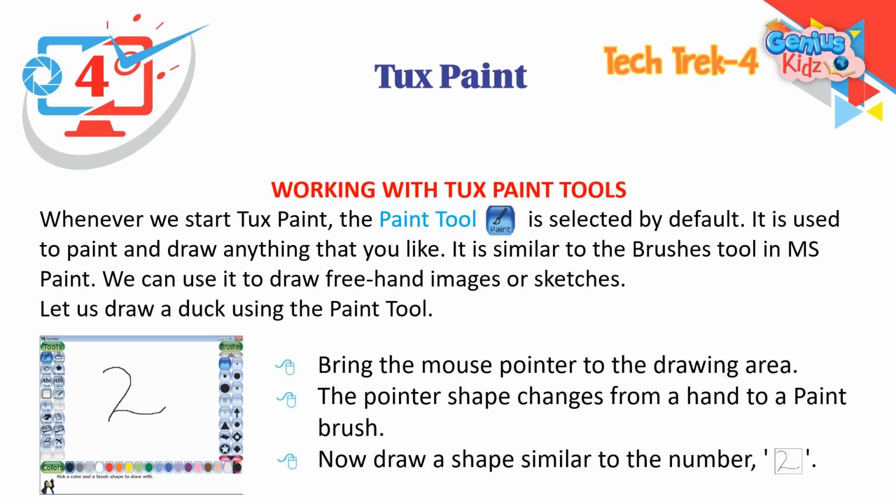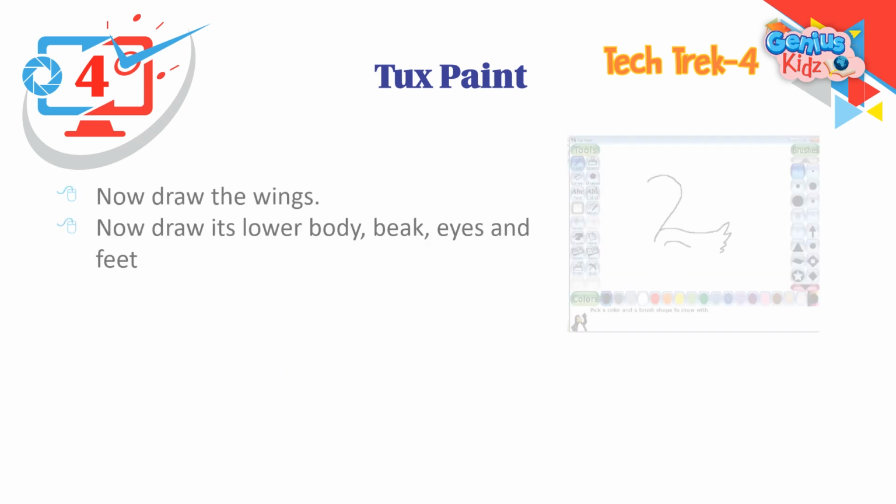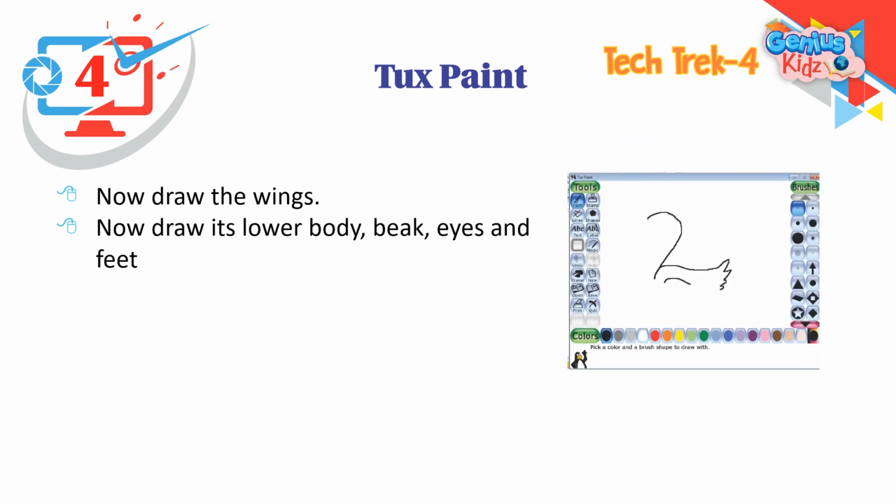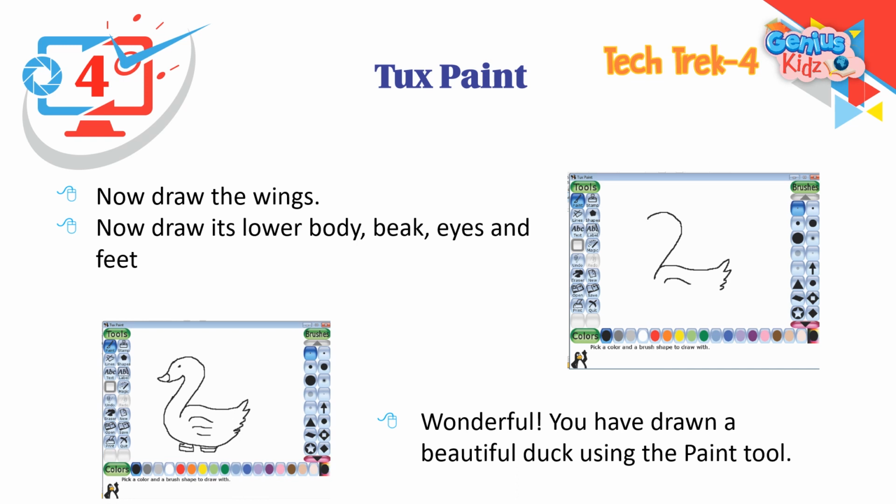Bring the mouse pointer to the drawing area. The pointer shape changes from a hand to a paint brush. Now draw a shape similar to the number 2. Now draw the wings. Now draw its lower body, beak, eyes and feet. Wonderful! You have drawn a beautiful duck using the Paint tool.